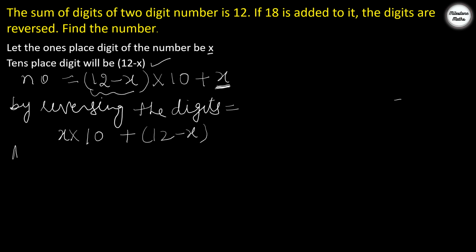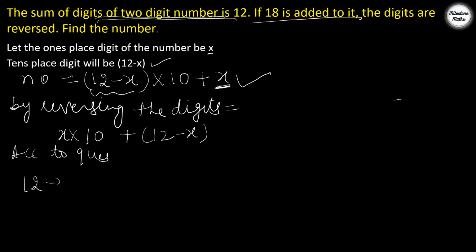Now according to the question, what is given in the question? It is given if you add 18 to it, so the number before reversing, this was the number. If you add 18 to this, what will you get? You will get this, right? So let us add 18 to this. So this is (12 minus x) into 10 plus x, and here you are adding 18. Then after adding 18, the digits will be reversed.